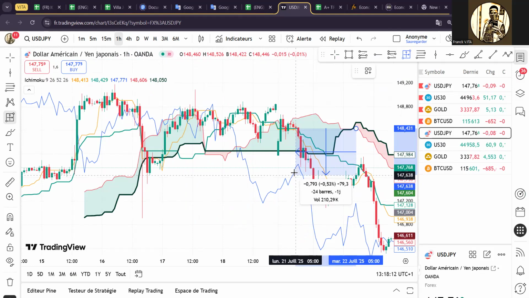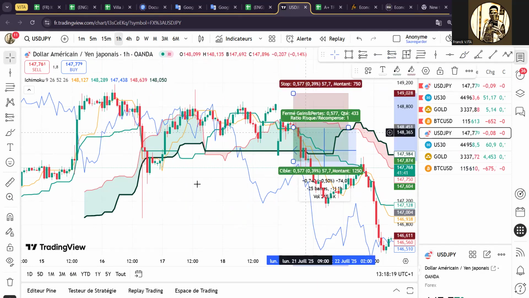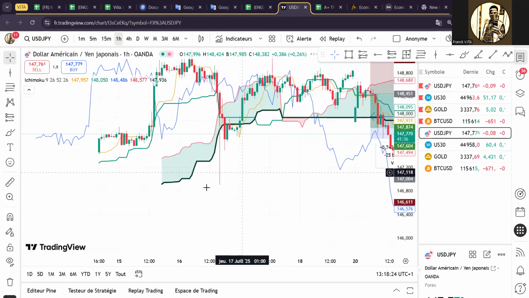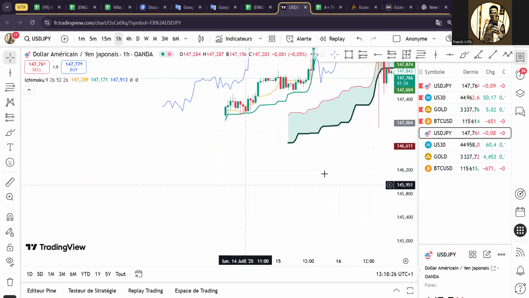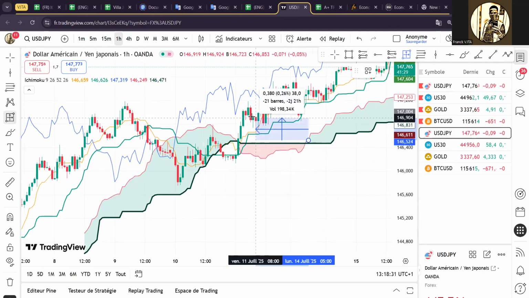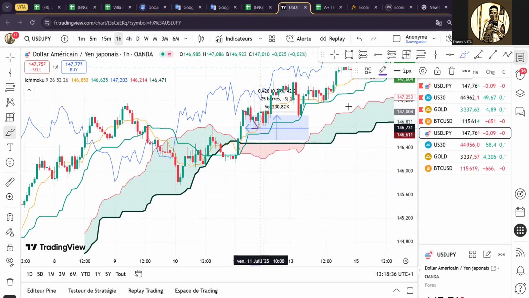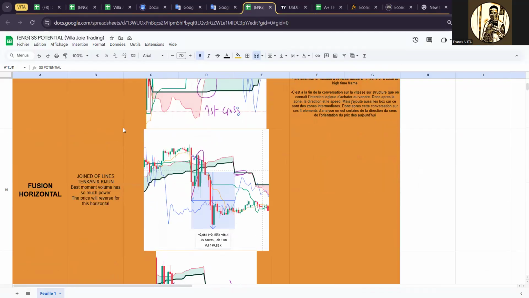In this case, the pullback didn't happen. So the entry was already there. Let us look at another one. You have at this level the first cross, then you have some pullback just right here. So when the pullback finishes, then you can start having some good entries. I think, okay, that's what I try to explain.